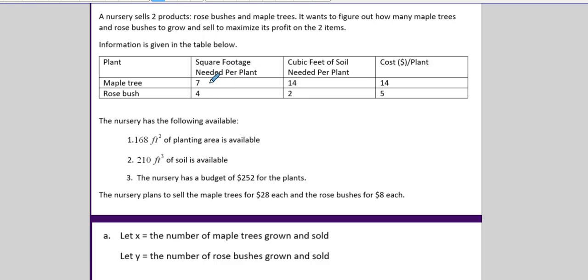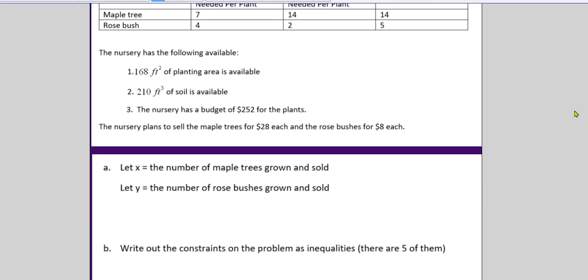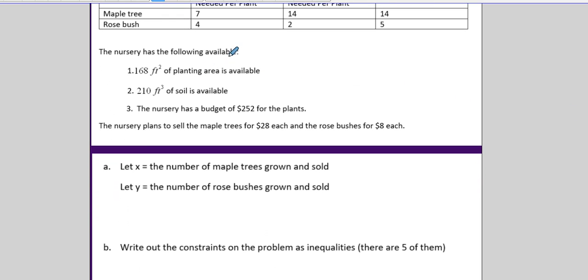The maple tree needs 7 square feet, the rose bush 4 square feet per plant. Cubic feet of soil needed per plant is 14 cubic feet for the maple tree, 2 cubic feet for the rose bush. And the cost per plant is $14 to grow a maple tree, $5 to grow a rose bush.